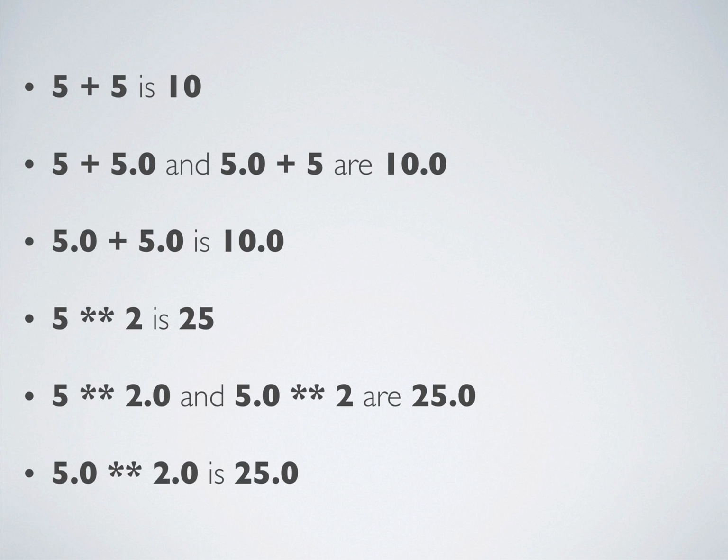And again, these rules apply for almost all the operators. They also apply for, say, exponentiation. 5 to the power of 2, these are both integers, so you get an integer 25 back, and so on. So the general rule again: if both of them are integers, you'll get an integer back. If one of them, or both of them, are floating point values, you'll get a floating point value back.